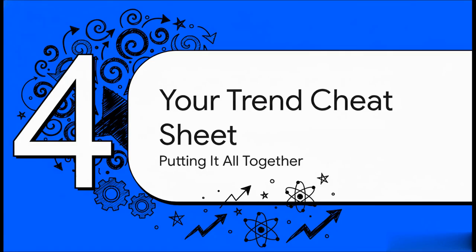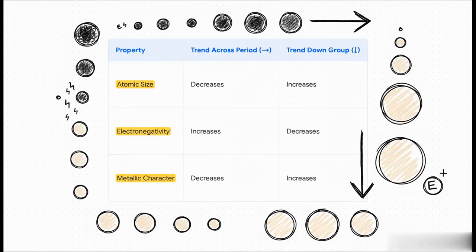So, we've gone deep into the why behind all these trends. Now let's pull back and put everything together into a super practical summary that you can actually use to study. And there you have it, all in one neat little table. As you go across, that stronger nuclear pull makes atoms smaller and way more electronegative. As you go down, that extra shielding makes them bigger and more metallic, meaning they're more likely to give up an electron. It all comes back to that same simple push and pull.